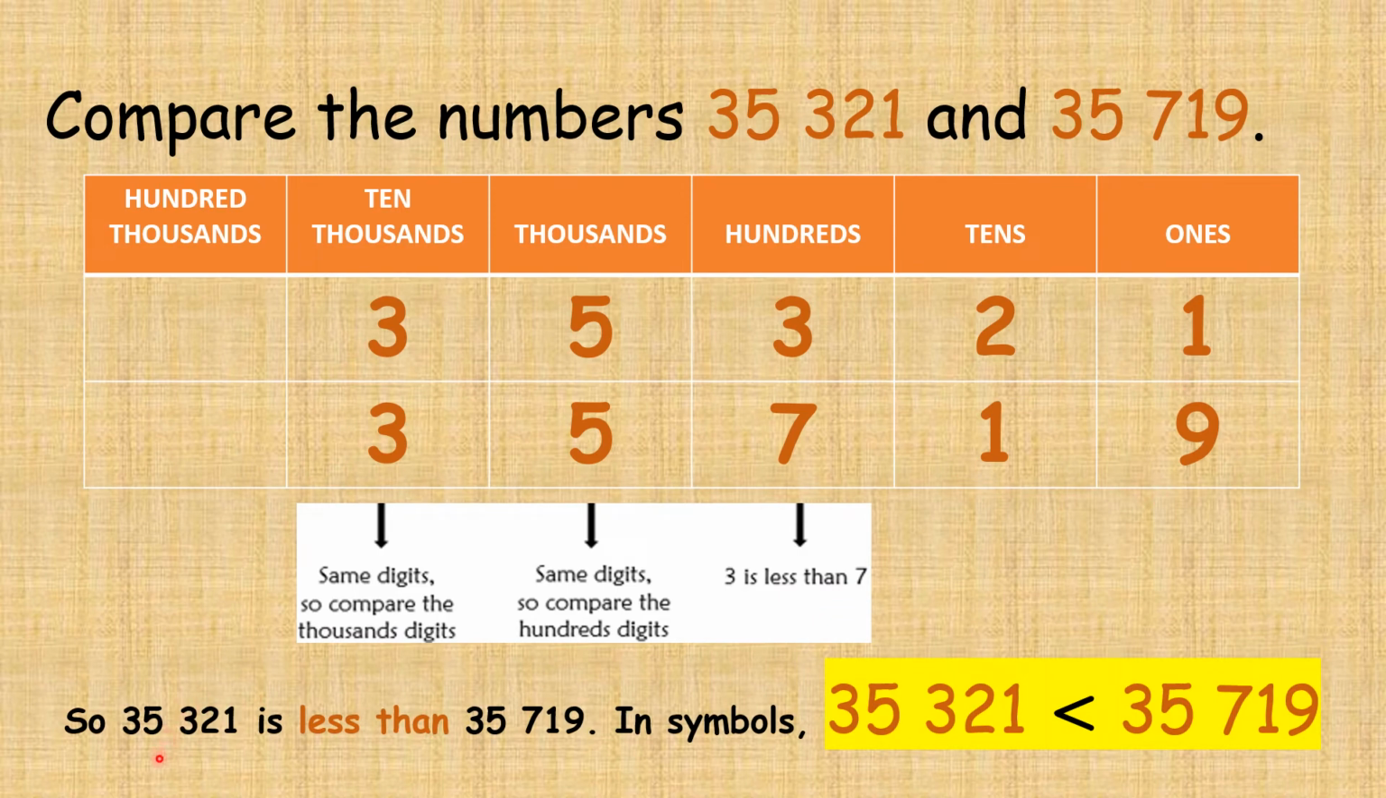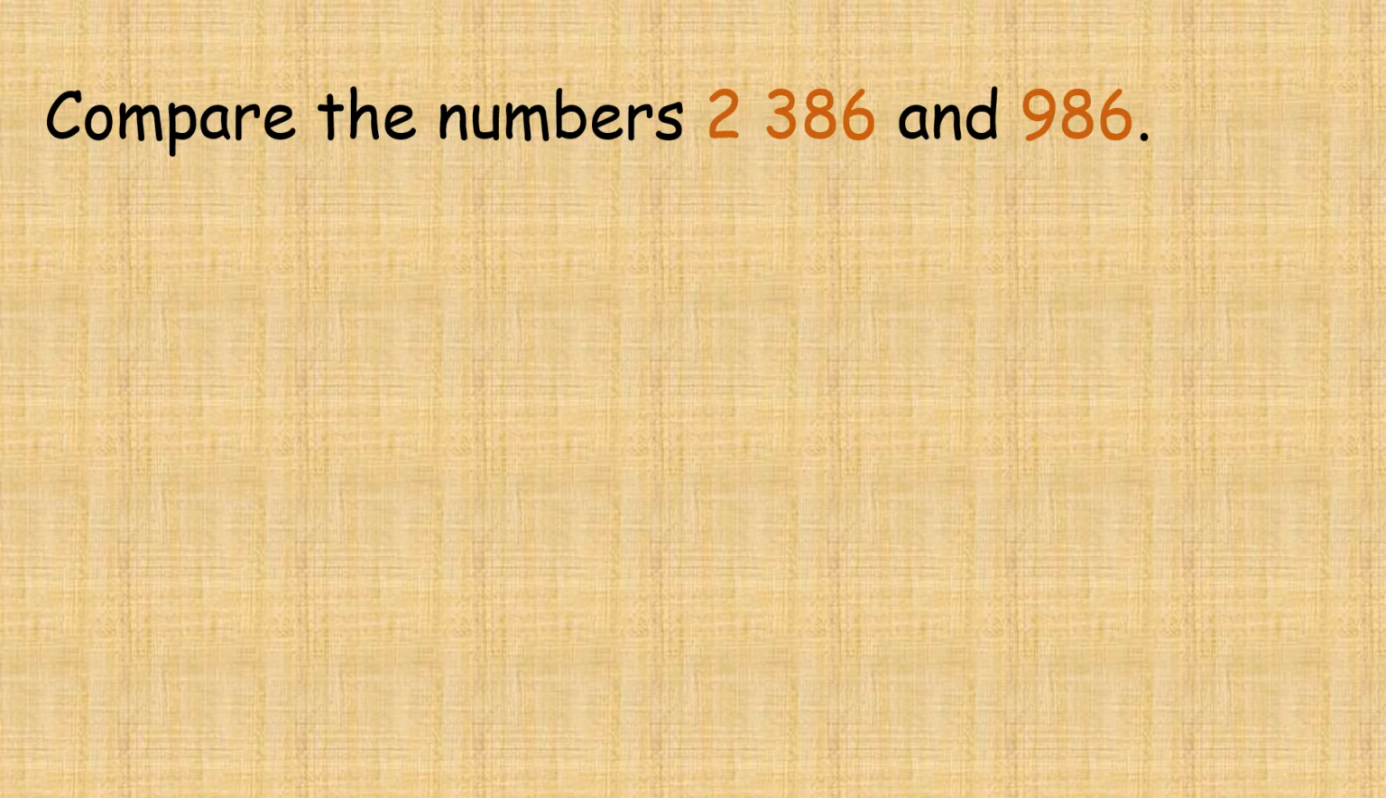So 35,321 is less than 35,719. In symbols, we write 35,321 is less than 35,719. So now let's compare the numbers 2,386 and 986.